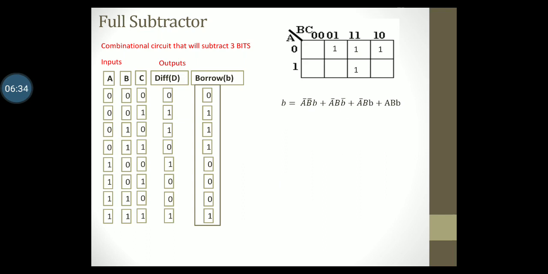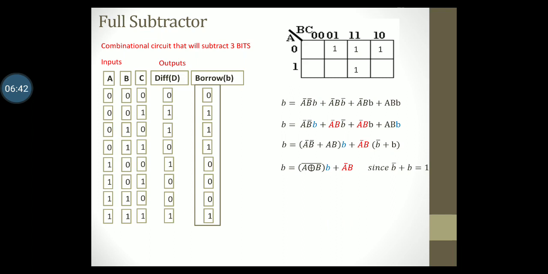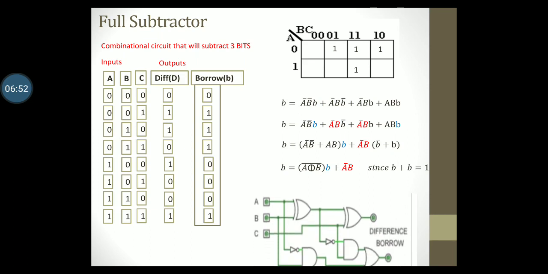We will remove a few common terms and simplify the equation until we get an equation for borrow as this. Using these equations, we can now draw a diagram for a full subtractor as follows.